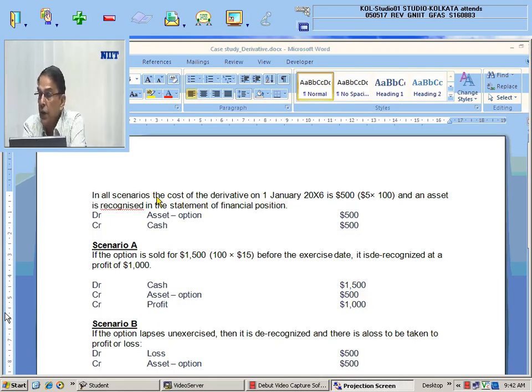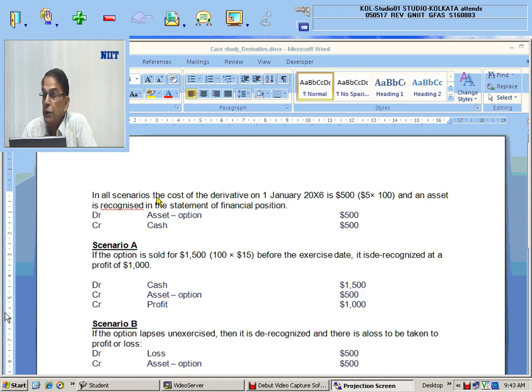In all three scenarios I have discussed, the cost of the derivative on 1st January 20X6 is $500. That is the cost of the derivative, or fair value of the derivative, because when ABPLC purchased that option contract, they had to pay $5. The option price is always expressed in terms of per unit of the underlying. So there are 100 shares. The underlying for that option contract is 100 shares of CDPLC. So for each share of CDPLC, which is the underlying instrument here, $5 is the premium that has to be paid by the option holder for buying that contract.